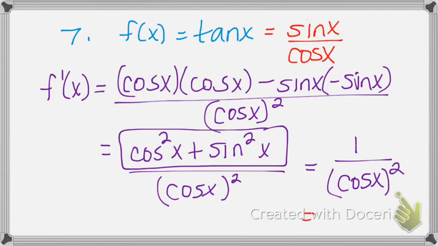Your book and some books use secant squared of x instead of 1 over cosine squared of x. Both of those mean the same thing. So whichever way you would like to write it is perfectly fine. But I wanted you to see where that came from and use the quotient rule in the same thing. So 1 over cosine of x does equal secant, so you can write it either way.